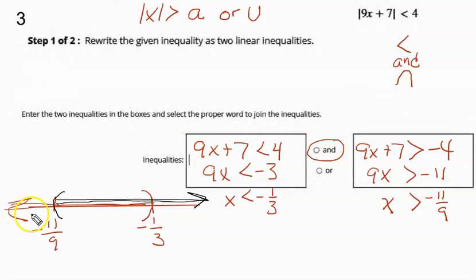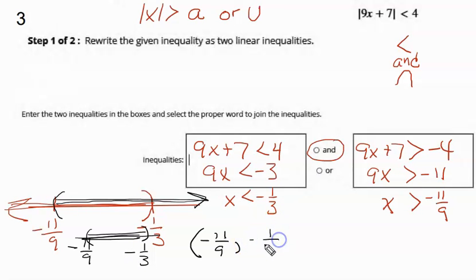But wait, we said this was an "and," an intersection. So what would the answer in its graphic form look like? Well, it would only be the part where they're overlapping. So in a sense, negative 11/9 to negative 1/3. This would be the answer. In interval notation, a parenthesis, negative 11/9, and then negative 1/3, both with a parenthesis.